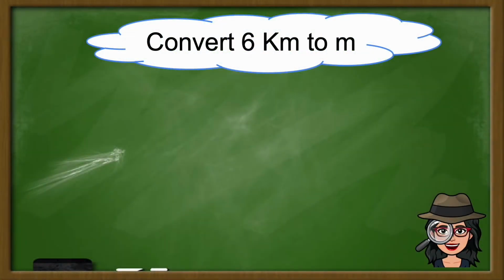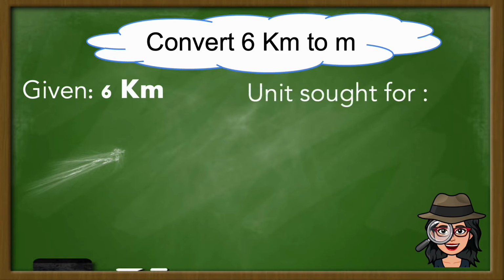Let us convert 6 kilometers to meters. First, you have to identify what is given. The given in this example is 6 kilometers. Next, what is the unit sought for? You're correct. The unit sought for is meter.